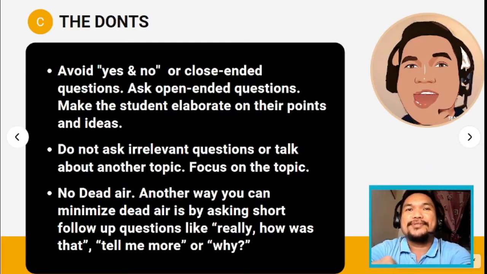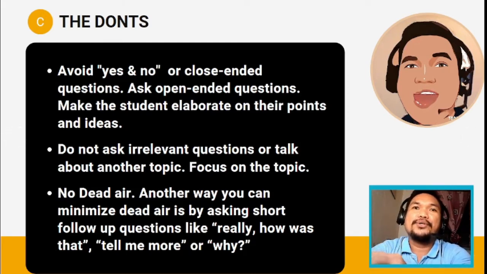So the don'ts. Here's the thing: avoid yes, no, or close-ended questions. Ask open-ended questions. Make the students elaborate on their points and ideas.